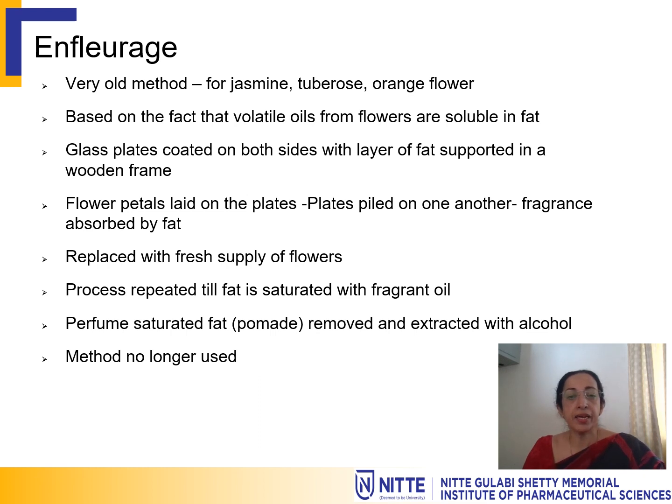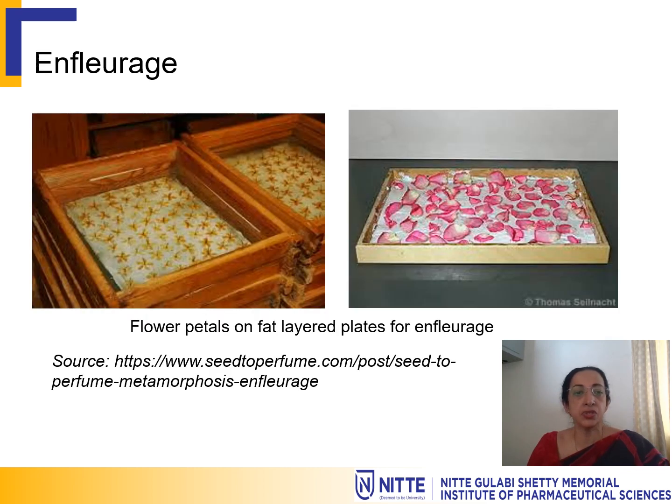So, with time, the fragrance produced from the petals will be gradually absorbed by the fat. Every now and then, these flowers are replaced with a fresh supply of petals. The process is repeated until the fat on the plates is saturated with the fragrant oil. Thereafter, the saturated fat, also known as the pomade, is removed and extracted with alcohol to obtain the essential oil. This method, however, is not very popular and is no longer used since we have better methods today.